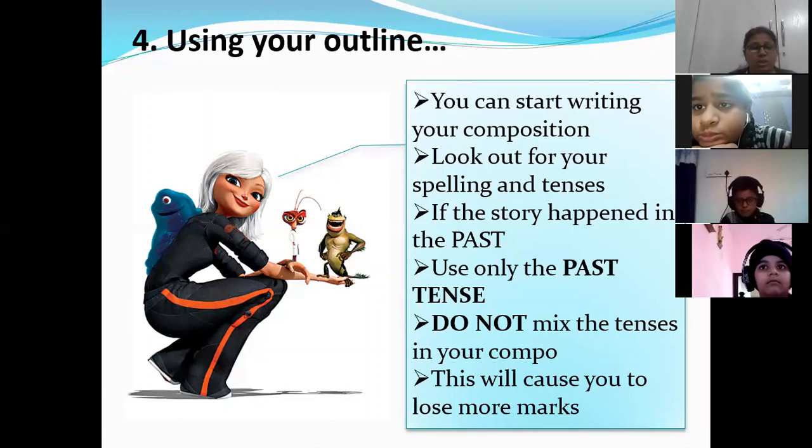If the story happened in the past, you should use only past tense. You should not mix all the tenses in your composition, like writing present also, past also, future also. Only use one tense. Why? Because if you mix all the tenses, what will happen? You will lose your marks and the story format will not come out proper either.